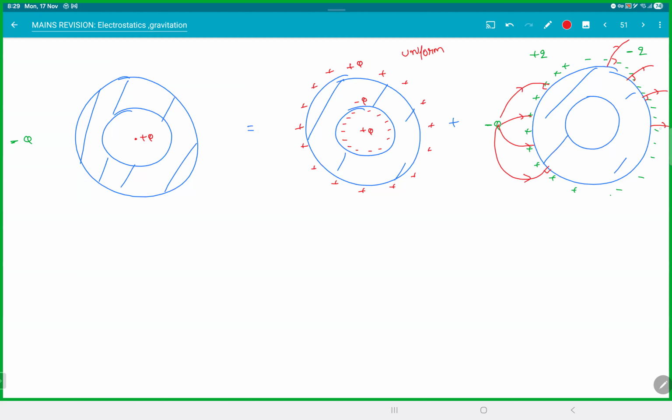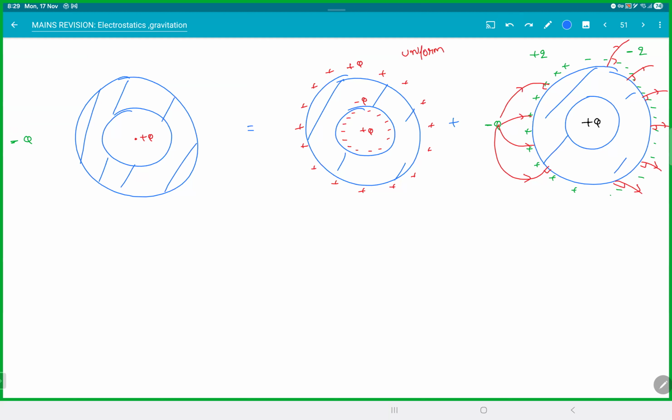Why is field 0? If there is a field inside the conductor, the charges will start moving in such a way that the induced charges will increase till the field becomes 0. And we have proved why field is 0. That means this charge plus q here does not know what is happening outside. This was one of the questions in the exam. If I move minus q outside, what happens to the force on plus q inside? Nothing happens. This is called shielding effect because not a single field line from outside is entering inside.